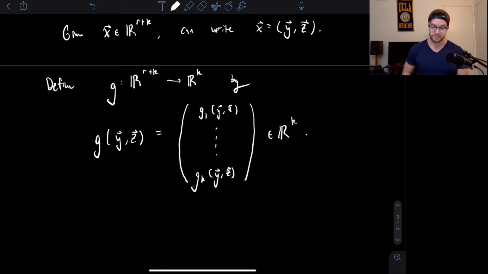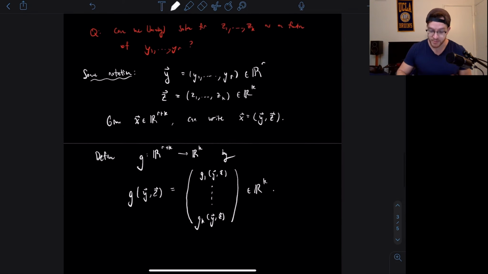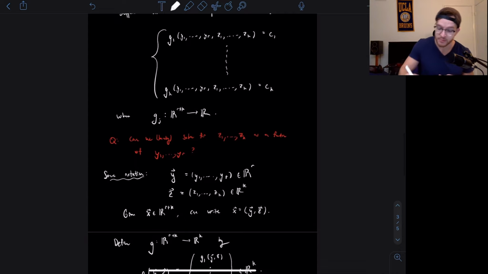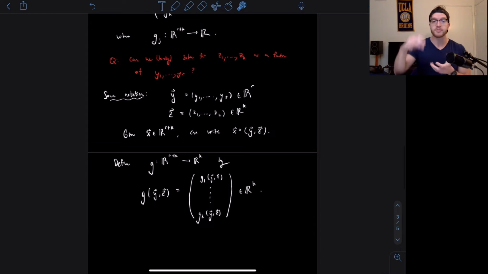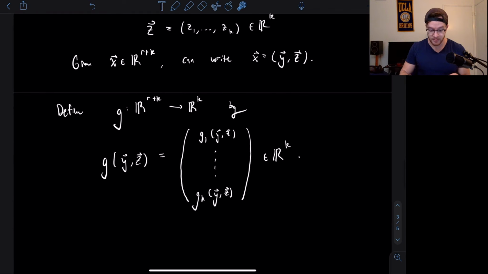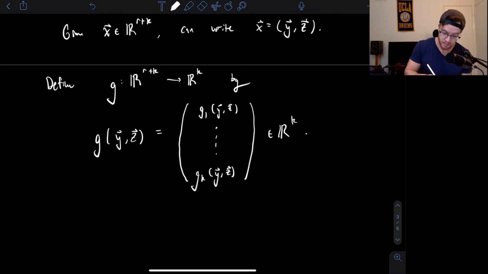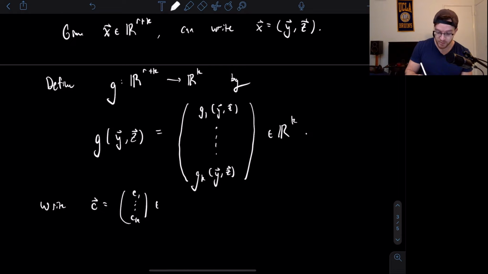Okay. Oh, and then I can do the same thing. Sorry, I'm going to scroll back up to my system of equations again. On the right here, I have k constants, right, I have c1 through ck. I can collect those into a vector, and I'll write vector c. This is just the vector c1 through ck. So vector c will be an element of R^k.